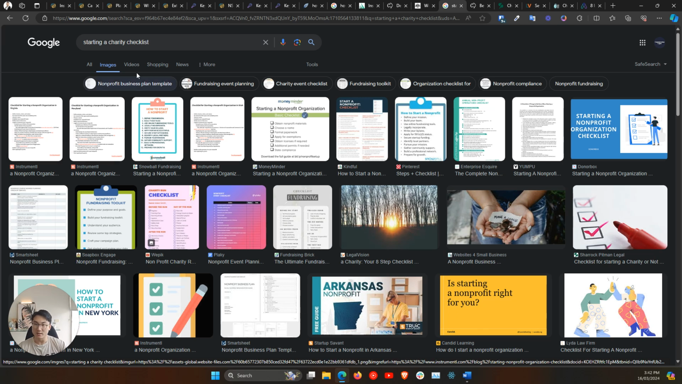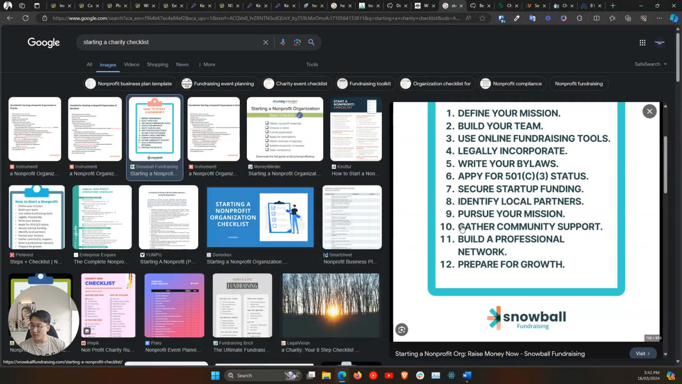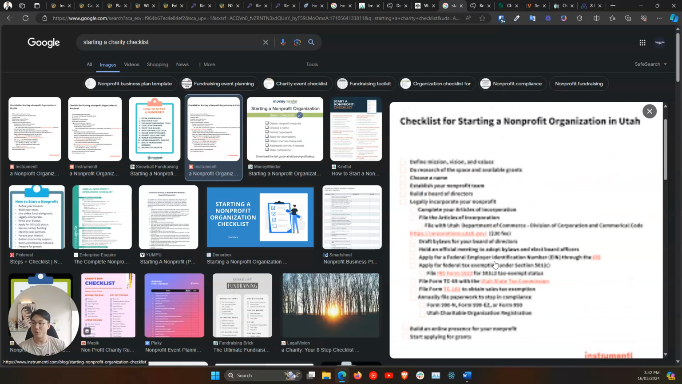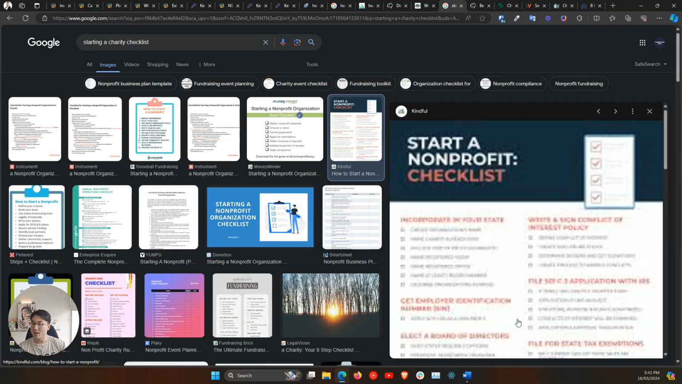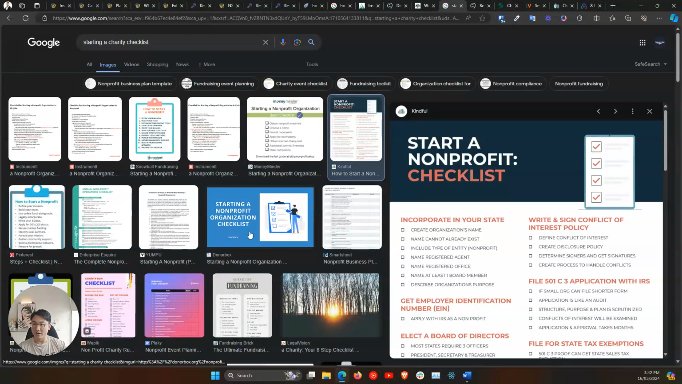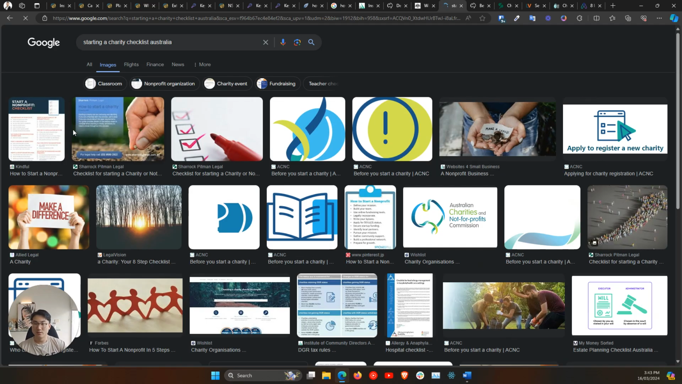So you can see here, when we Google starting a charity checklist and we look at the images, all the top ranking ones are all checklists. The good thing is, most, if not all of these checklists aren't related to Australia or our jurisdiction. And so we could certainly put in something in here that would be relevant to only Australian charities. And so if you type in Australia, there's none, right? You can see there's none.